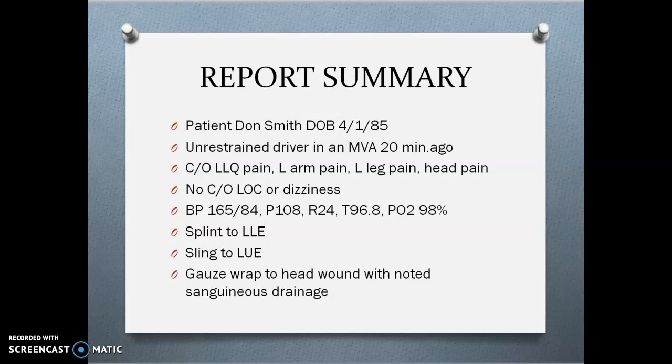Blood pressure 165/84 with a pulse rate of 108. Respirations 24. Temperature of 96.8 degrees Fahrenheit, and an oxygen saturation of 98%. It was noted upon arrival that there was a splint to the left lower extremity and a sling to the left upper extremity. It was also noted that there was gauze wrapped around a head wound with noted sanguineous drainage.